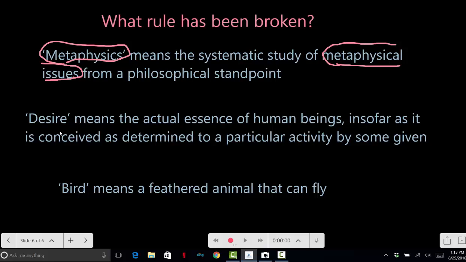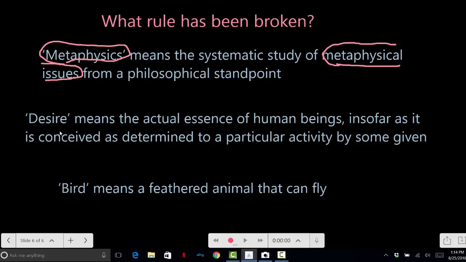If you maintain that the problem is it's employing figurative, obscure, vague, or ambiguous words, you are correct. And in particular, this case is a problem of obscurity. When we say is conceived as determined to a particular activity by some given, who knows what that means? Right? That's a very obscure line.